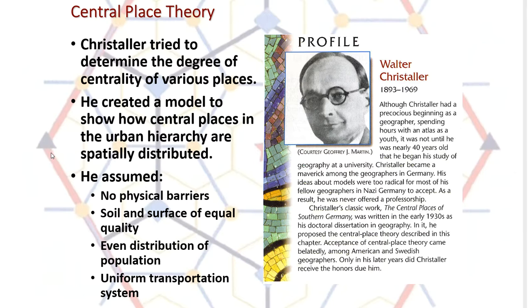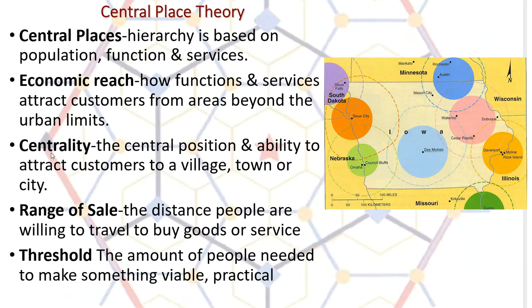And it really works. Now, he assumes, just like our friend von Thunen did, that there's no physical barriers like mountains and deserts and stuff like that. The soil's equal, and it's a uniform transportation system. But Christaller said if everything was equal, there'd be a reason where everything was what it was. Okay. Now you do got to know a couple phrases or words.